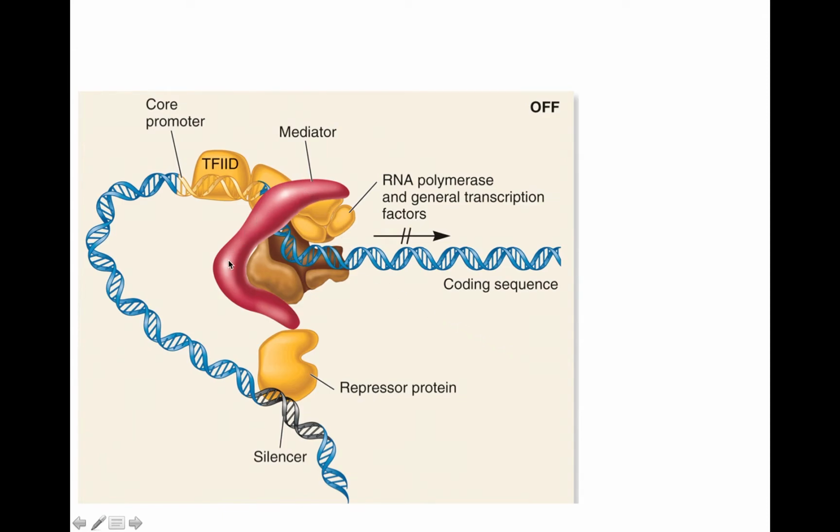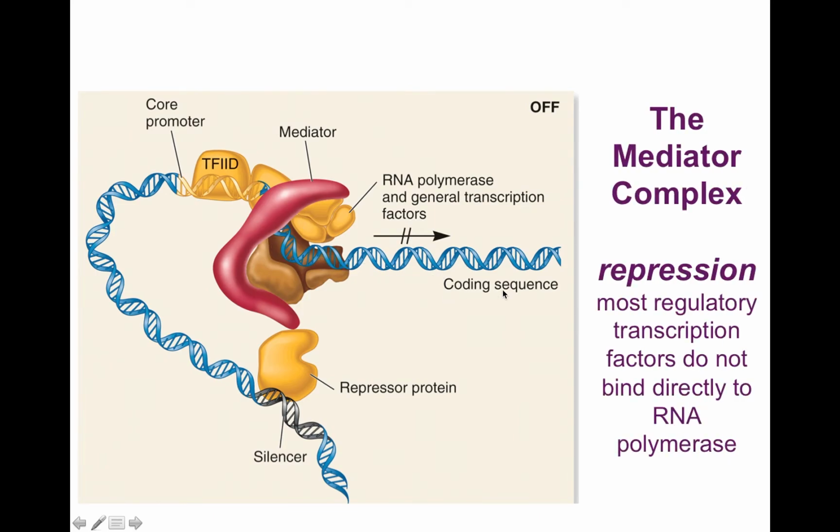Other times, the mediator complex can bind repressors that are bound to silencers. When this happens, the mediator complex sequesters RNA polymerase and prevents it from transcribing a gene. So repression happens when the mediator complex binds a repressor protein.